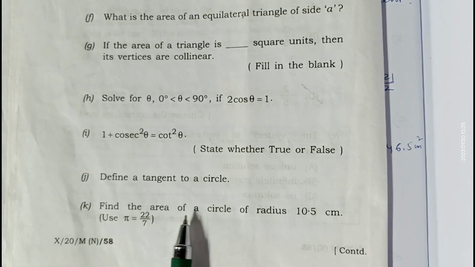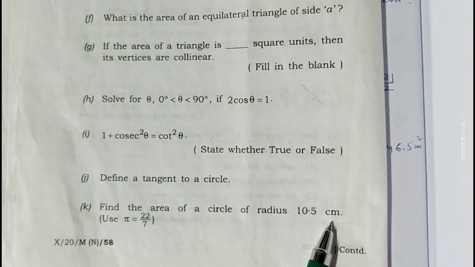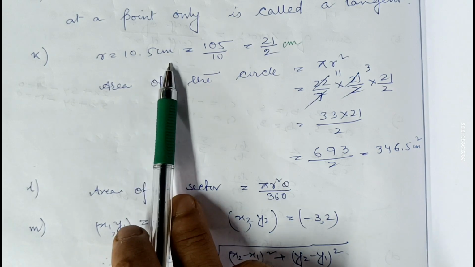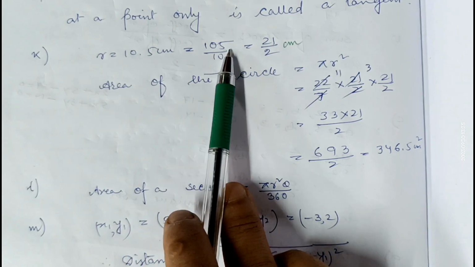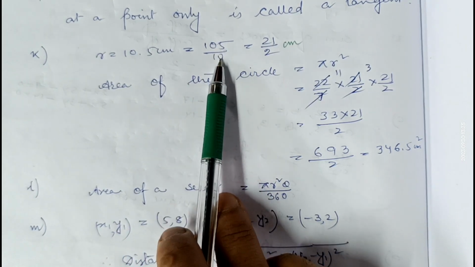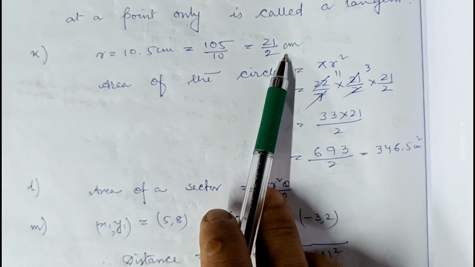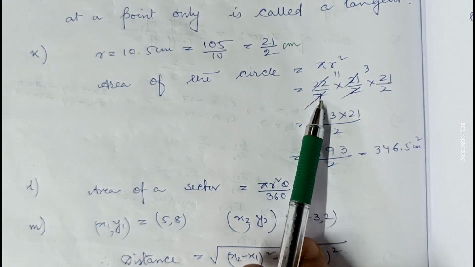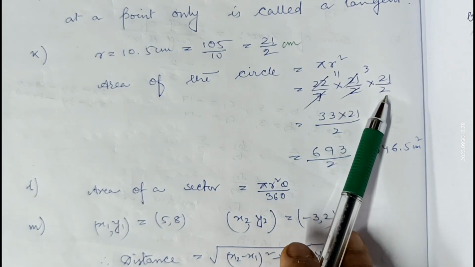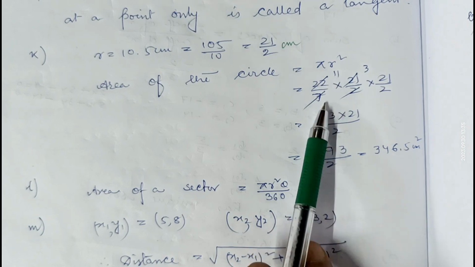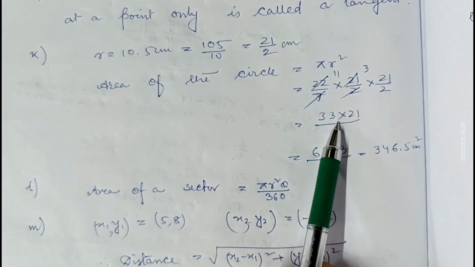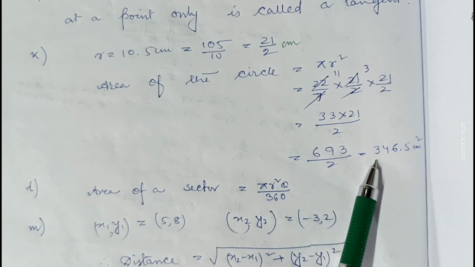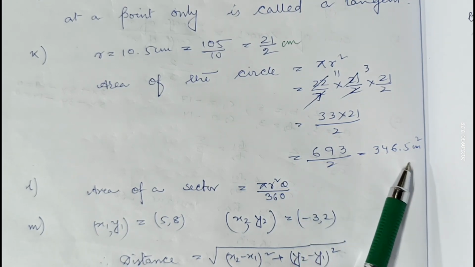Question number K, find the area of a circle of radius 10.5 cm, and we have to use pi as 22 by 7. Here radius is 10.5 cm, which can be written as 105 by 10. If I cancel by 5, it will be 21 by 2 cm. Now area of the circle is pi r square. Pi is 22 by 7 into 21 by 2 into 21 by 2. 7 threes are 21, 2 elevens are 22, so it will be 33 into 21 by 2. After multiplying, it will be 693 by 2, so it will be 346.5 centimeter square.